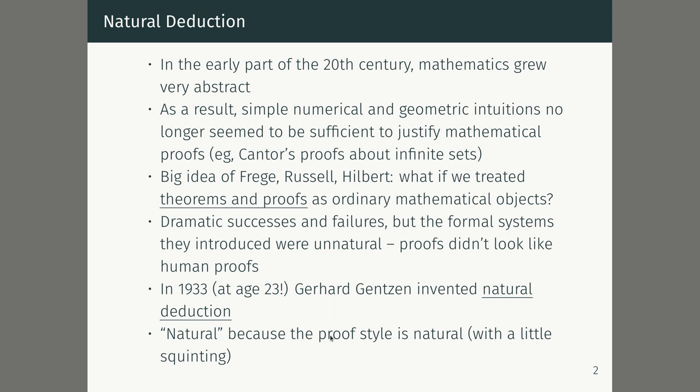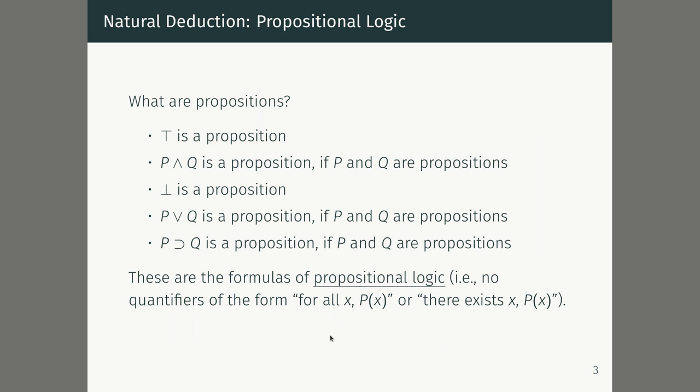And to resolve this problem, in 1933, at the age of 23, the German logician Gerhard Gentzen invented what he called natural deduction. And he called it natural deduction because the idea was that the structure of his proofs was natural and sort of mimics ordinary mathematical English if you squint a little bit. And so his idea was the following.